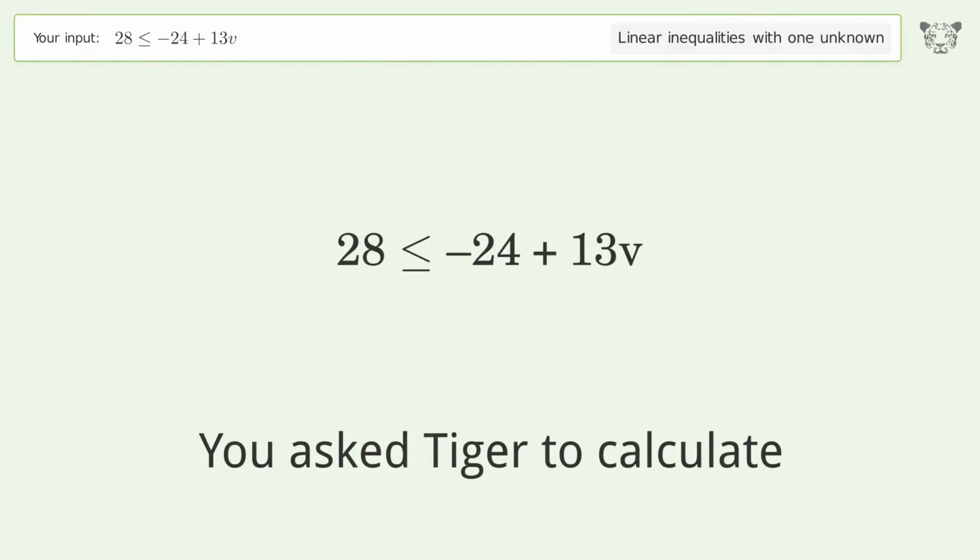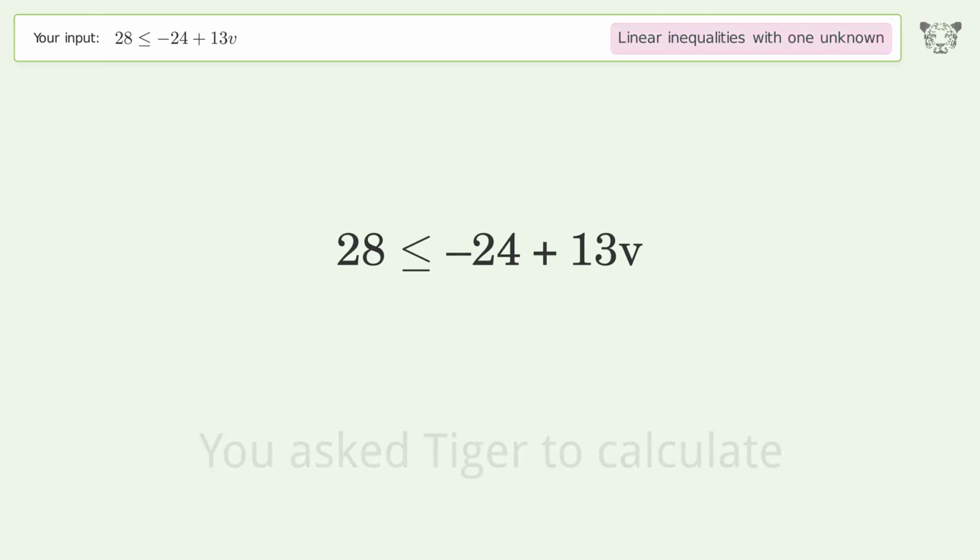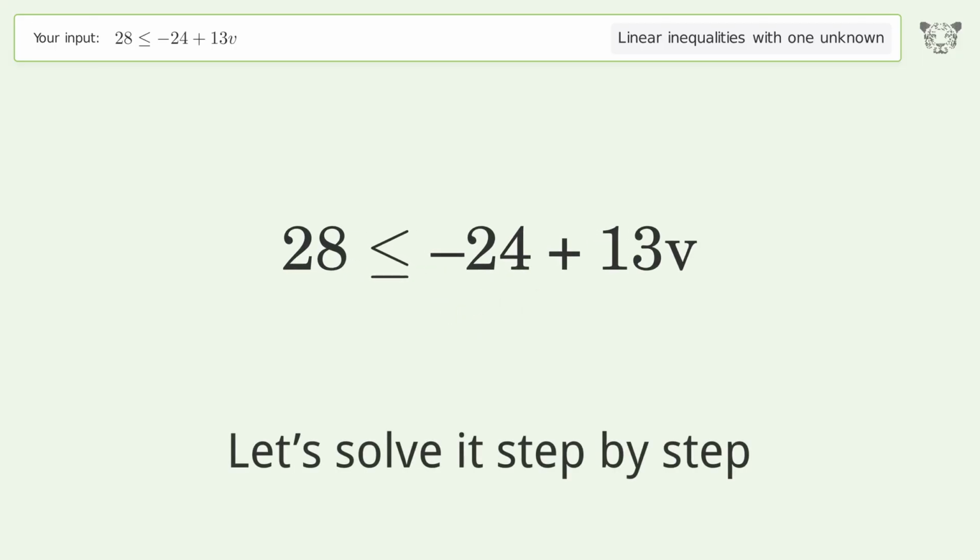You ask Tiger to calculate. This deals with linear inequalities with one unknown. The final result is v equal or greater than 4. Let's solve it step by step.